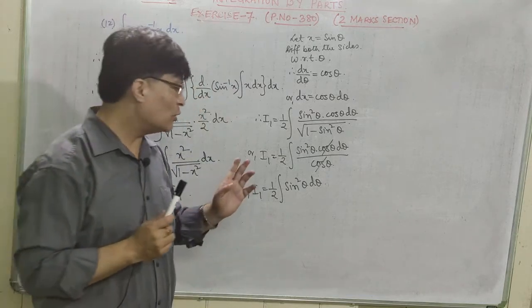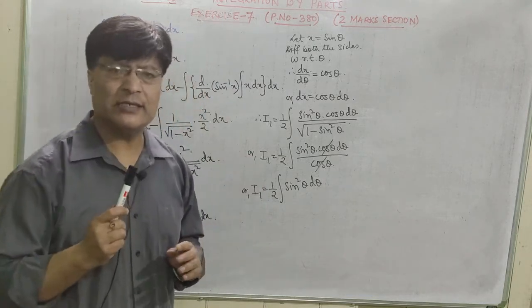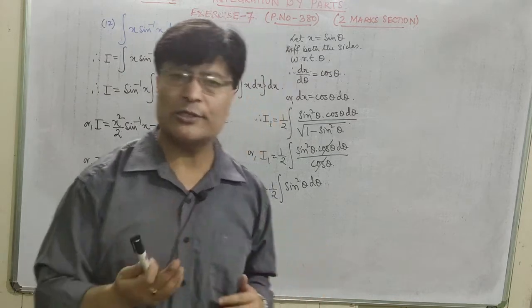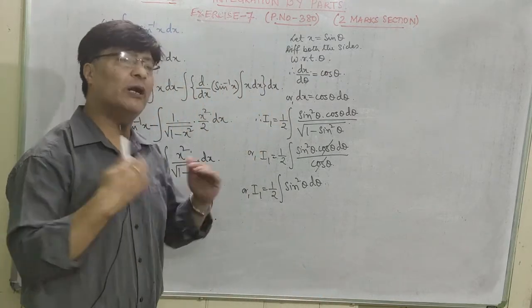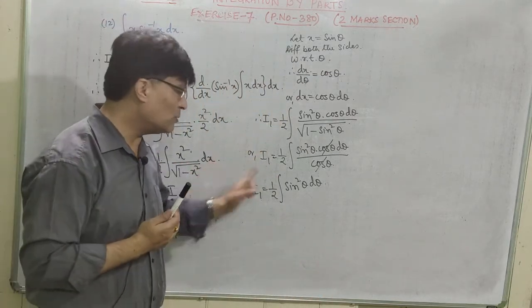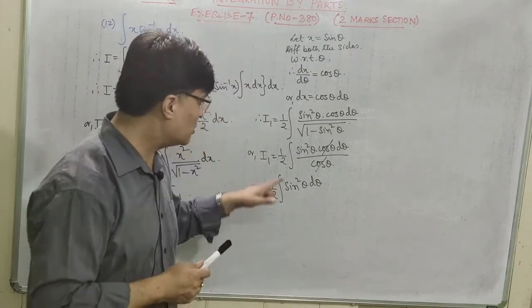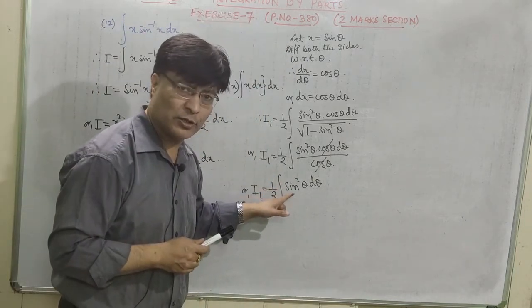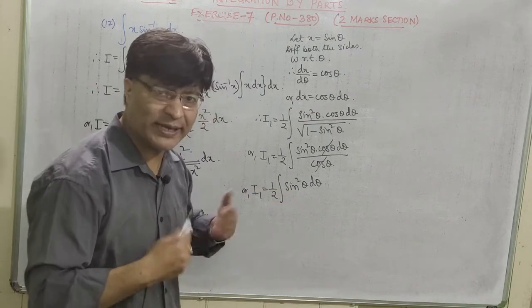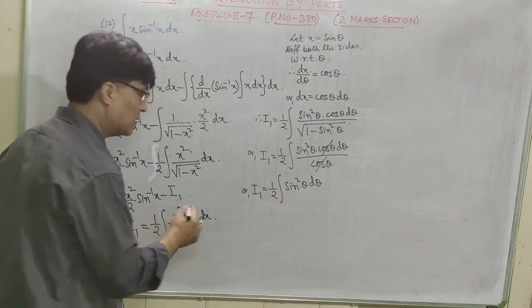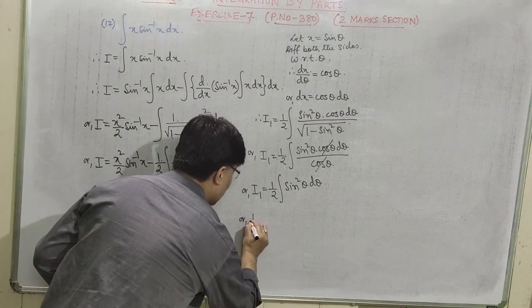So I already told you about this. If there is integration of sine square theta or cos square theta, you have to convert it into multiple angles form. That is, you have to use the formula of 2 sine square theta or 2 cos square theta. But there is no 2 out here. So you should multiply and divide by 2 to make it 2 sine square theta, right? So let us multiply and divide it by 2.